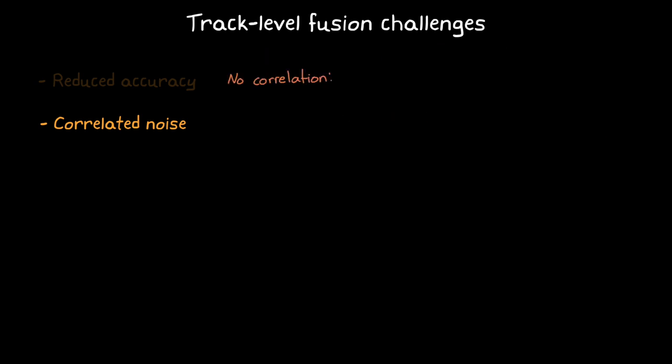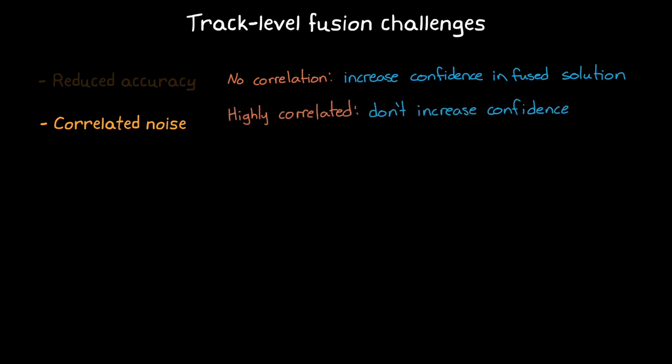So if there's no correlation between tracks, then we want our tracker to take advantage of this and increase our confidence in the solution. But if there is a lot of correlation, then we want the tracker to fuse the solutions in a way that doesn't increase our confidence. But here's the real issue. We may not necessarily know how, or if, two tracks are correlated. And handling this unknown correlation is the idea behind some of the existing fusion algorithms, like covariance intersection.